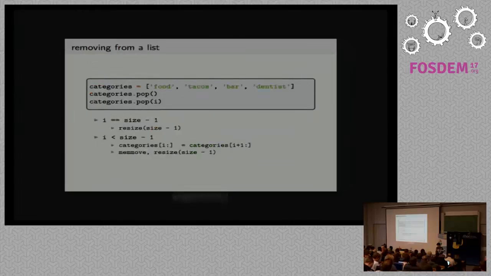Now, what if you want to remove an item from a list? Let's say you have these 4 items in your list and you want to remove one. One of the ways to do it is to call the pop method. You can give it an index, which is the index of the item we want to remove. There are 2 cases. The first one is if you want to remove the last item in the list, and the other one is if you want to remove an item that's not the last one.